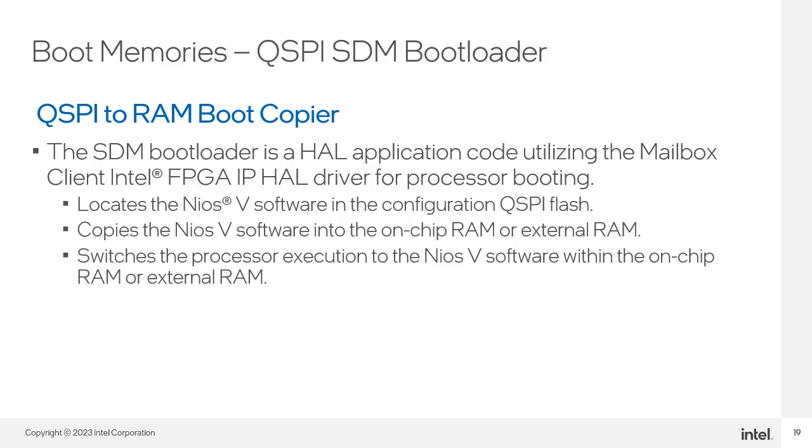This is the description for the last type of device that uses SDM as a bootloader. The SDM bootloader is a HAL application code that uses the mailbox client Intel FPGA IP HAL driver for processor booting. Upon system reset, the Nios V processor first boots the SDM bootloader from a tiny on-chip memory and executes the SDM bootloader to communicate with the configuration QSPI flash using the mailbox client IP. Then the control is transferred to the user application.